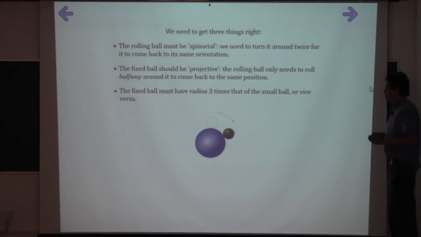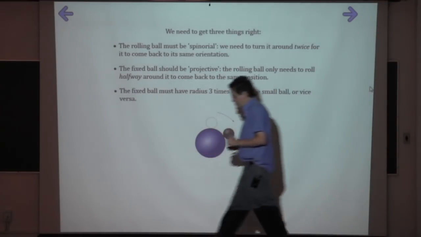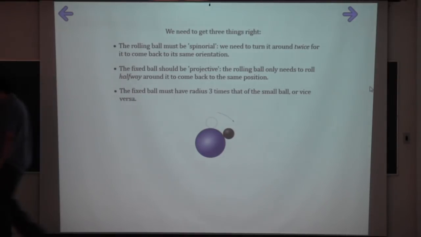And now the really strange thing is that this is only going to work if the big ball is 3 times the radius of the small ball, or else the other way around, but then of course you wouldn't call it a big ball, right? So we'll just work with the case where the big one is 3 times bigger than the small one.